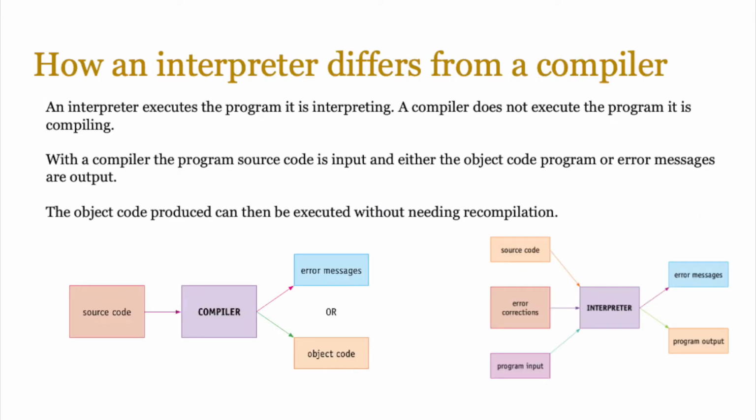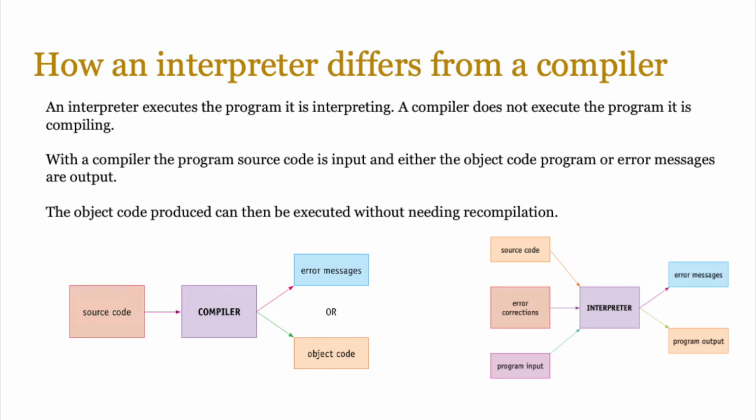So how does an interpreter differ from a compiler? Well, chances are that if you studied IGCSE computer science, you would know the answer to this somehow. An interpreter executes the program it is interpreting. Every line is executed. A compiler does not execute the program it is compiling. With a compiler, the program source code is input, and either the object code of the program is generated or an error message is output saying that there is some error in your source code. An interpreter will just execute it line by line and either give you the results or an error message.